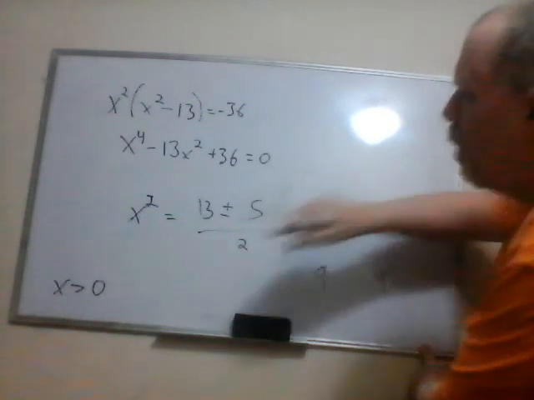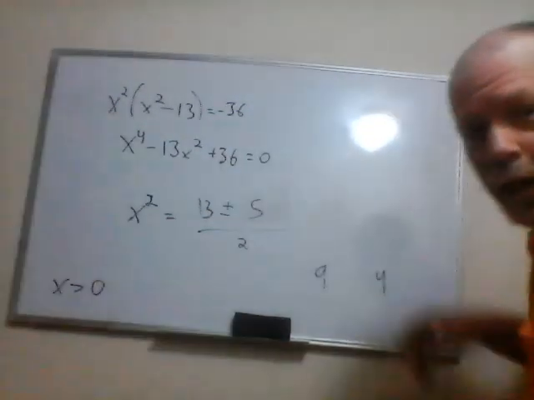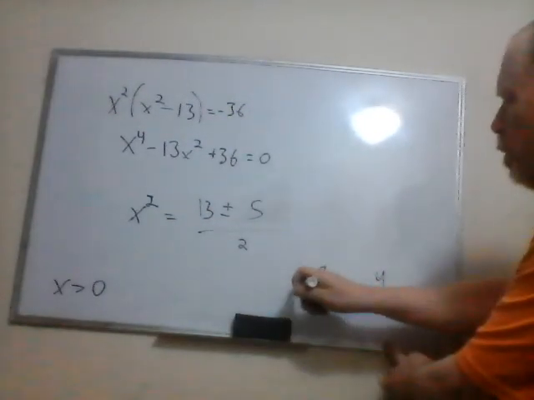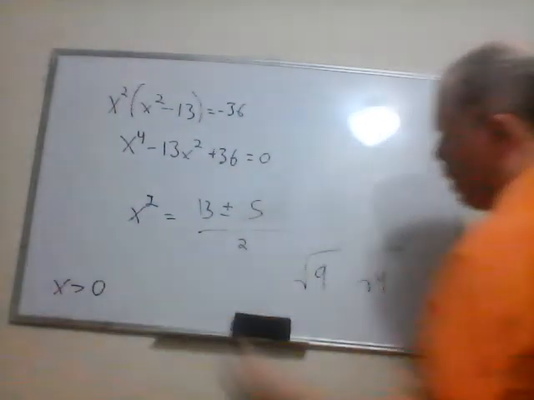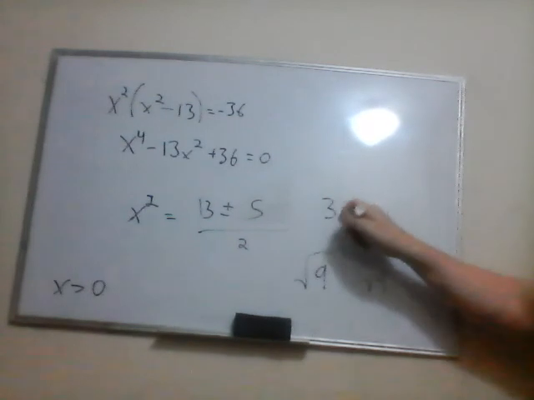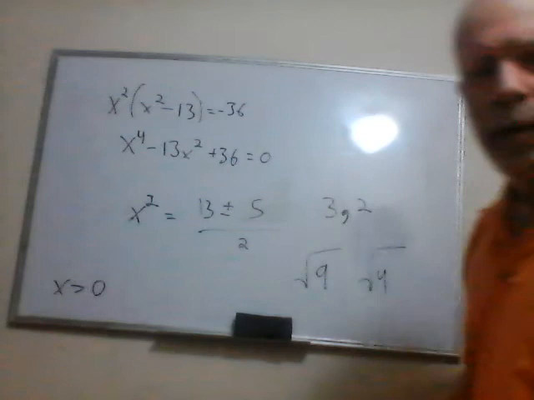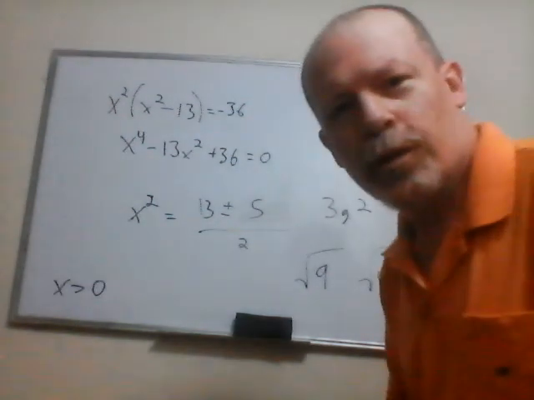Remember, we solved not for x, but for x squared, and that is where a lot of students go wrong. The square root of 9, the square root of 4, and it says x is greater than 0. So the two possible solutions are 3 and 2. You are only required to give one of these answers, so don't fuss about which one. Give one quickly.